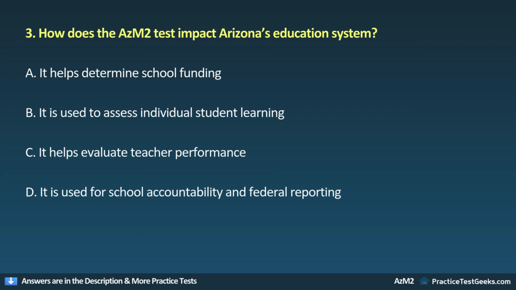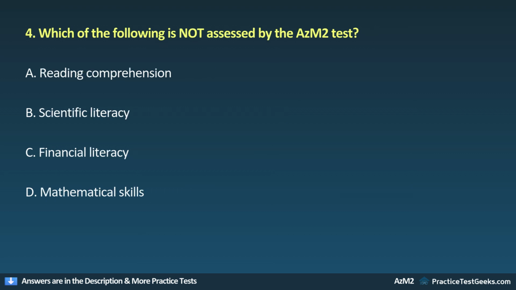3. How does the AzM2 test impact Arizona's education system? A. It helps determine school funding. B. It is used to assess individual student learning. C. It helps evaluate teacher performance. D. It is used for school accountability and federal reporting.